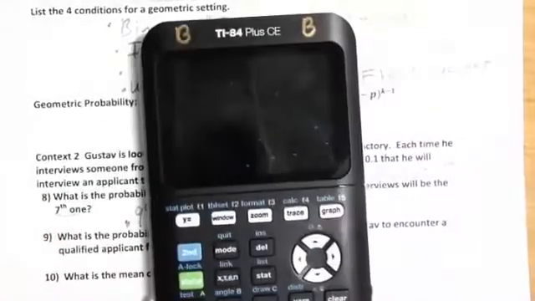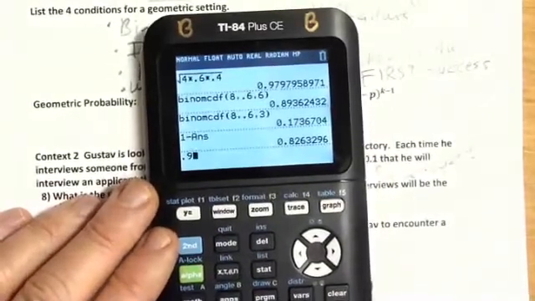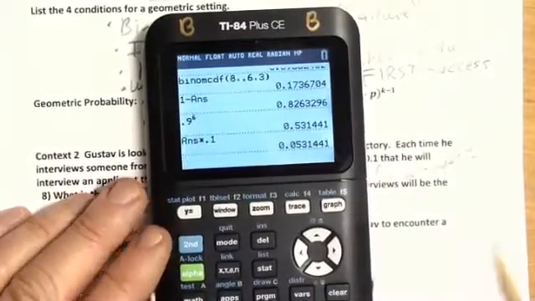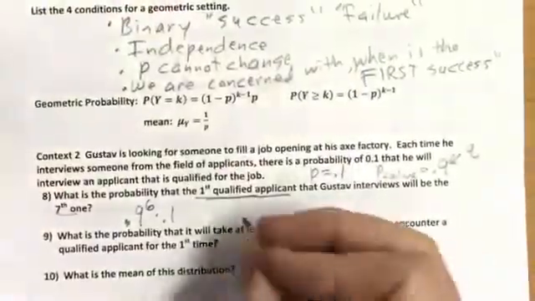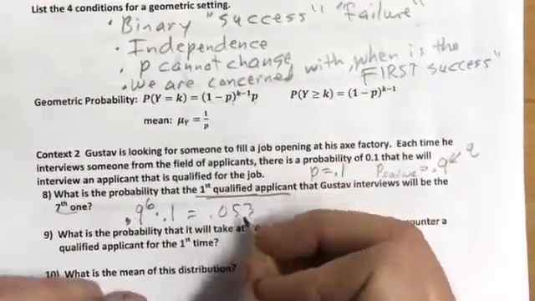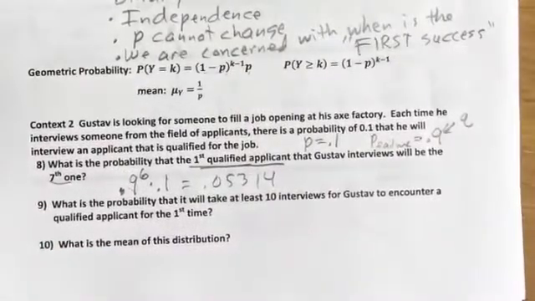And so let's make that calculation. That's going to be 0.9 to the power of 6, times 0.1. And so that's 0.05314. So there we go.